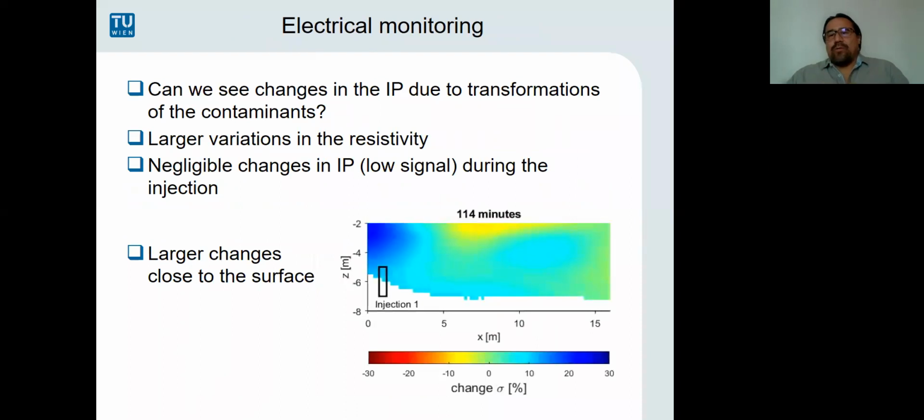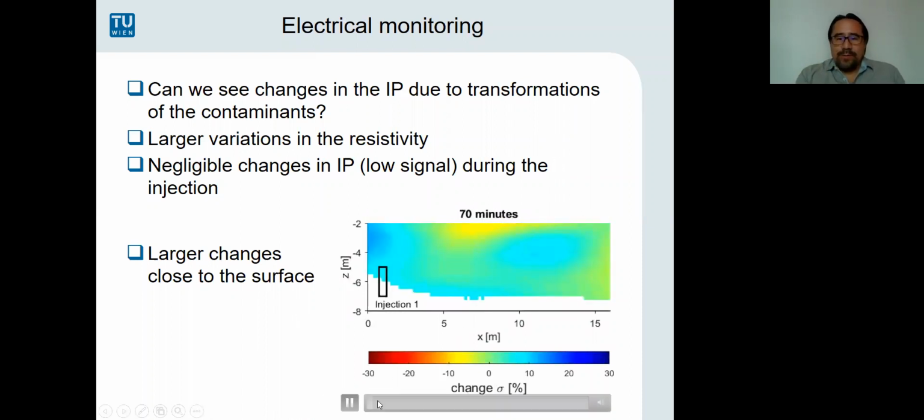And actually, one of the ideas was, okay, we mute the response from the particles and from the subsurface. Maybe what we see is the changes associated with the transformations of the contaminants. We didn't see a change in the polarization response. And what you can see here is an animation showing the changes in the electrical conductivity at different times during the experiment. And actually, it's interesting to see that we are injecting between 5 and 7 meters depth, but actually most of the changes are again very close to the surface, between 2 and 4 meters deep.